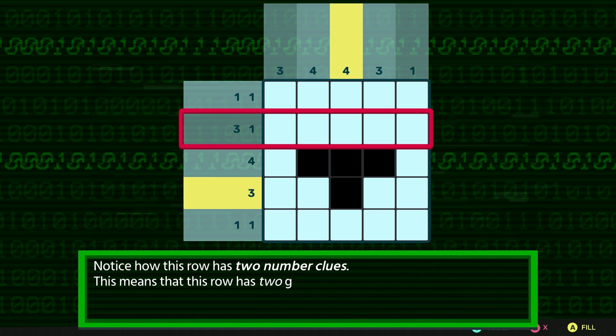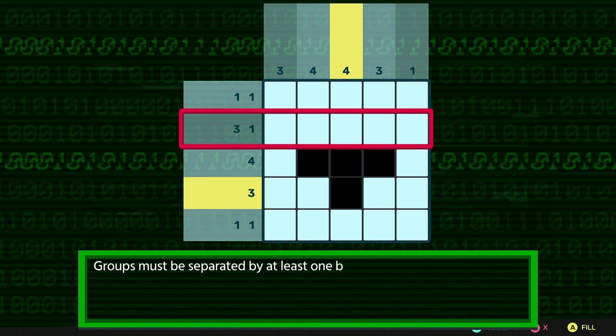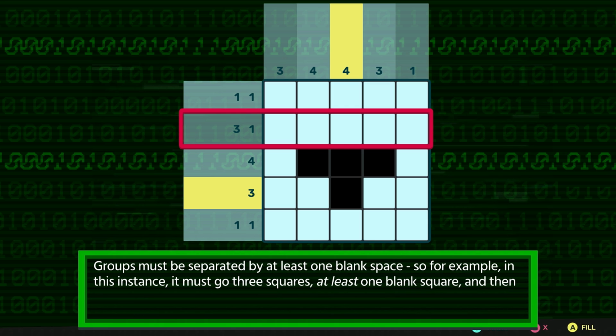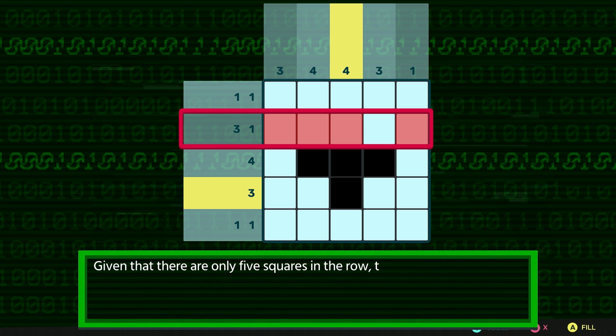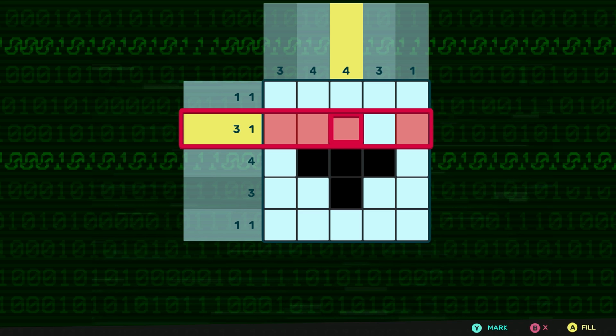Notice that this row has 2 number clues. This means that this row has 2 groups, one of 3 connected squares, and one that is just a single square. Groups must be separated by at least 1 blank space. So, for example, in this instance, it must go 3 squares, at least 1 blank square, and then 1 final square. Given that there are only 5 squares in the row, there is only one possible layout that will fit here. Fill in the highlighted squares, then put an X in the square we know must be empty.